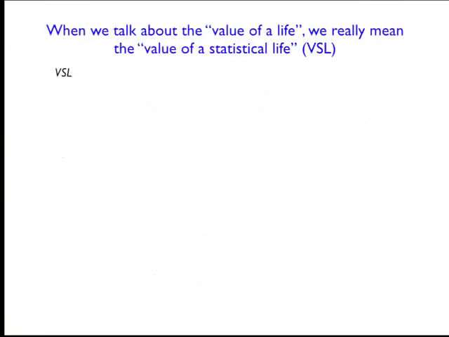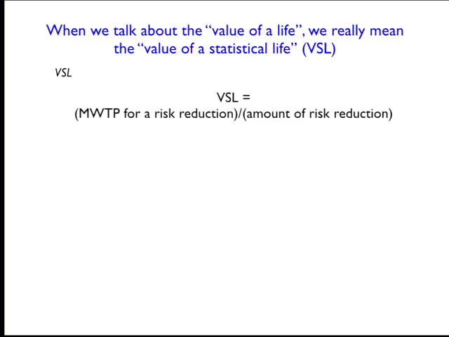Now, that's not to say that this is how you want to interpret the VSL. When we talk about the value of life, we really mean the value of a statistical life. You're looking at relatively small changes in risk and people's willingness to pay for them, or willingness to pay to avoid increases in risk, and then rescaling that up. We're not asking how much somebody would pay to avoid certain death, because that's not something people generally face, and it wouldn't be very informative, since it would be bounded by their ability to pay rather than any preferences they might have.